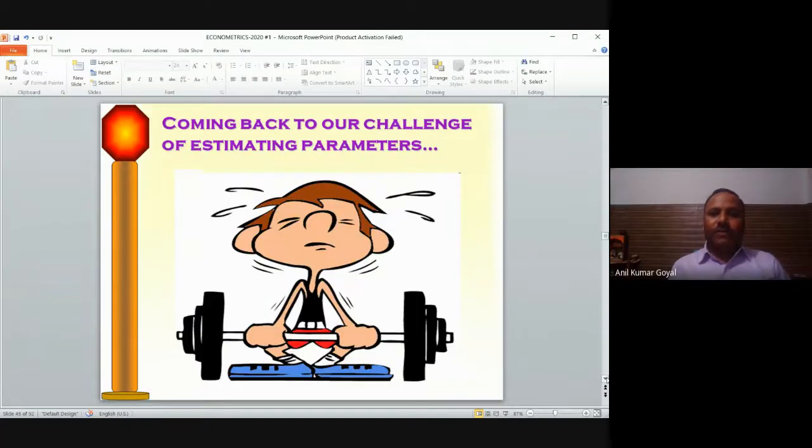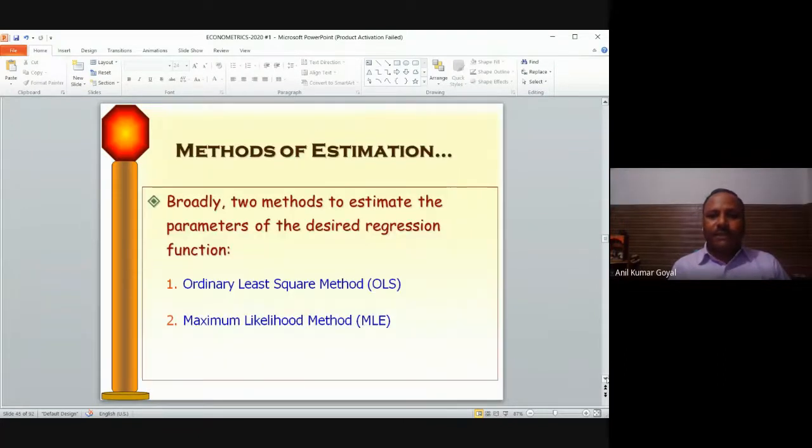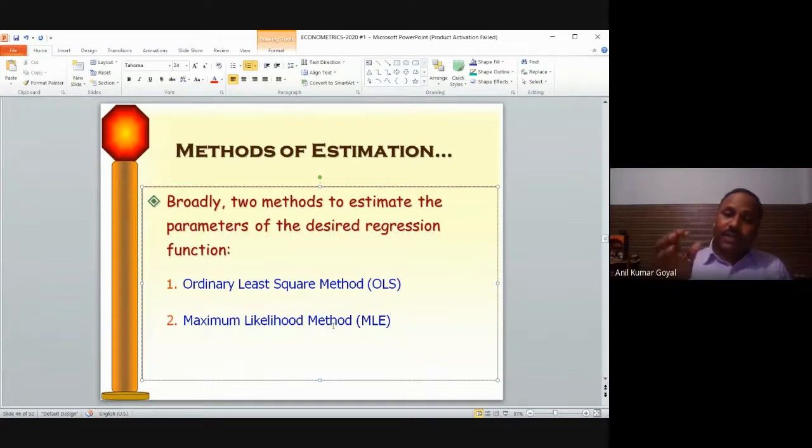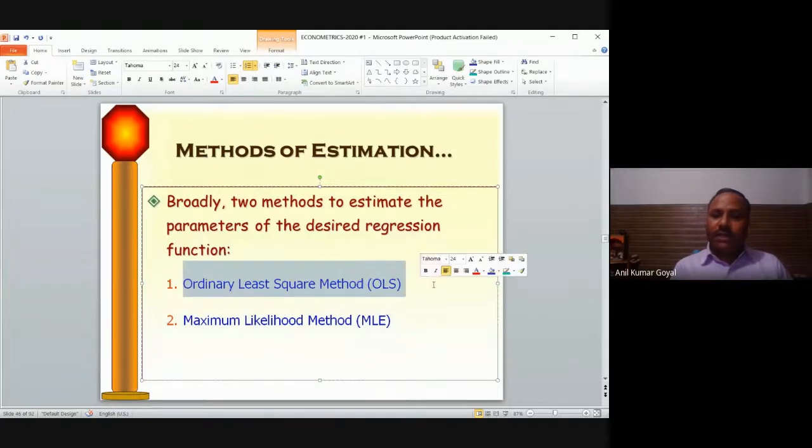So coming back to our challenge to estimate parameters, broadly two methods of estimation are available: ordinary least squares and maximum likelihood estimation. This is MLE. So yesterday, when we were working on AMOS, we were working on the MLE method, maximum likelihood estimation. Here we will work on the ordinary least squares method.